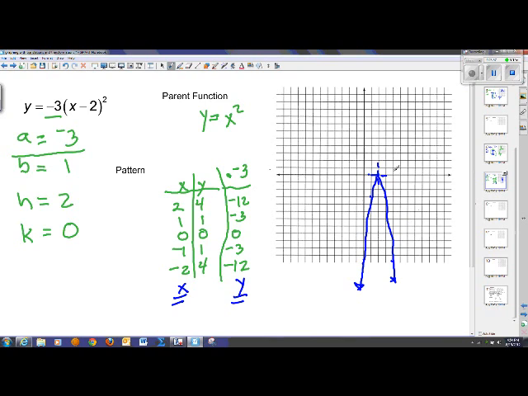I'm going to pick a sample point. Let's go 3 over and 3 down. And check my original function to see if I get 3 and -3. I have plugging into my original -3 times 3 minus 2 squared. That ends up being -3 times 1 or -3. So again, I've checked out and this should be okay. Let's keep moving.